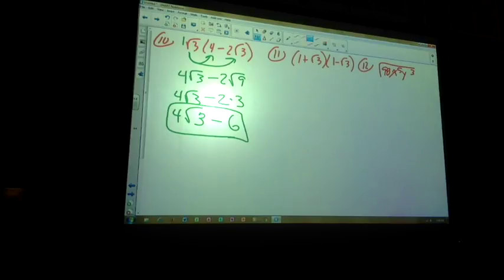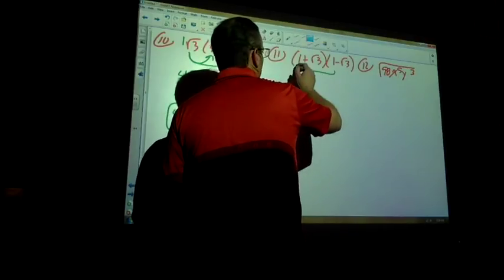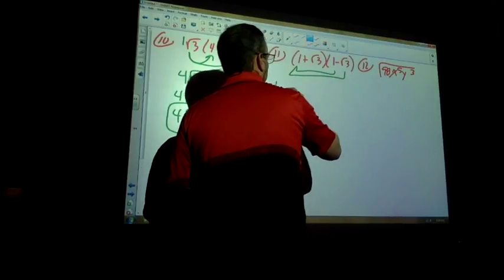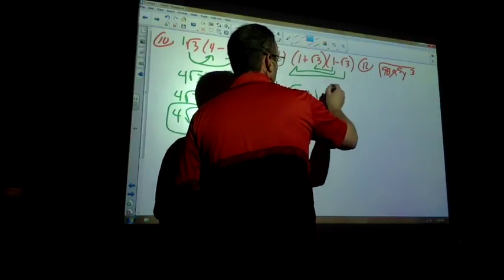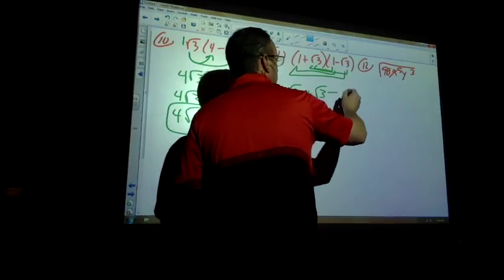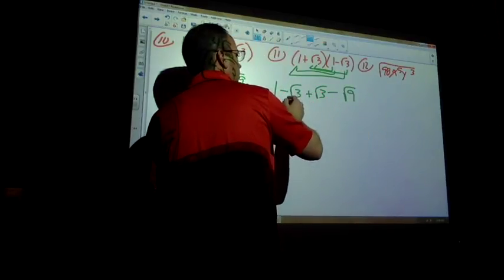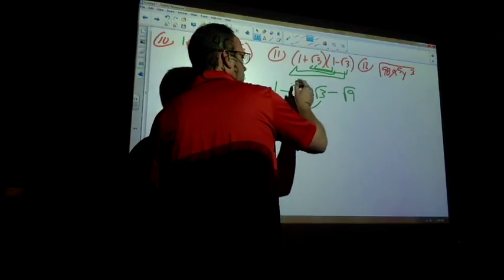Number 11. 4-letter math word. Foil. 1 times 1 is 1. 1 times negative root 3 is negative root 3. Root 3 times 1 is positive root 3. Root 3 times negative root 3 is negative root 9. What happens here? They cancel. 1 minus... those are gone.